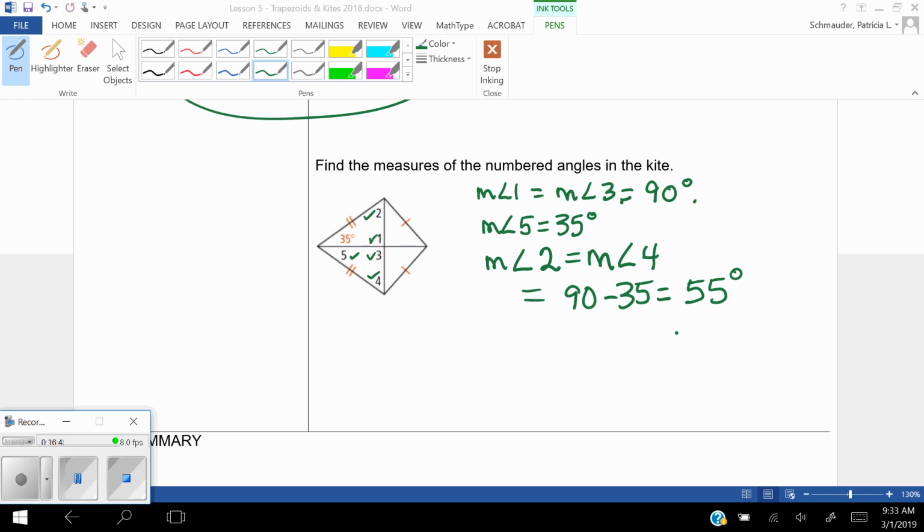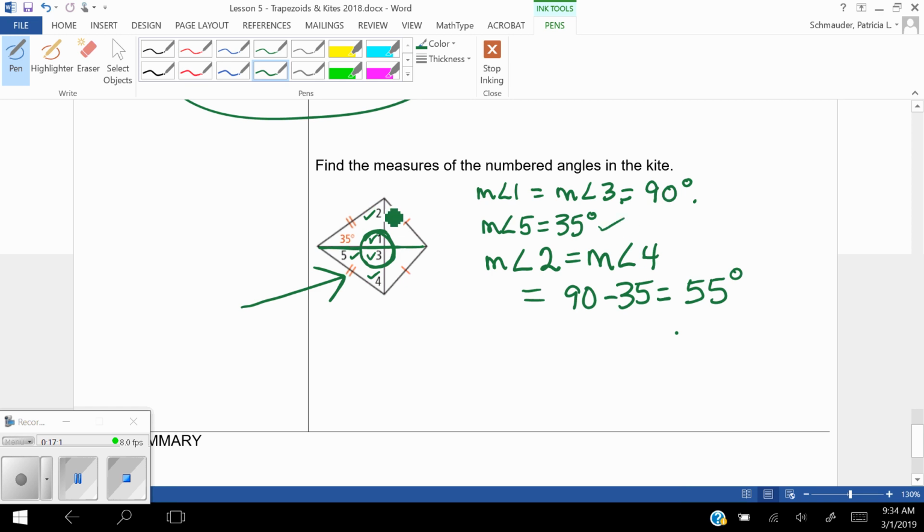And finally, on this last kite problem, we just have to use all those great facts that I told you up above. I know angles 1 and 3 are congruent because they're right angles, because the diagonals are perpendicular. And remember how I told you the long diagonal always bisects these two angles. That means the measure of angle 5 is 35 degrees.